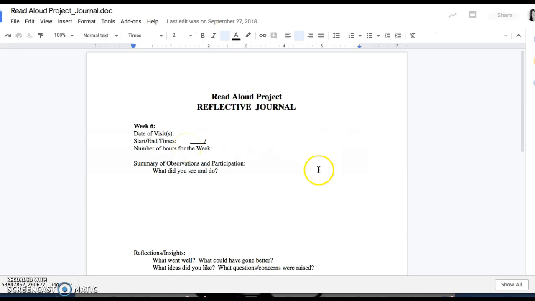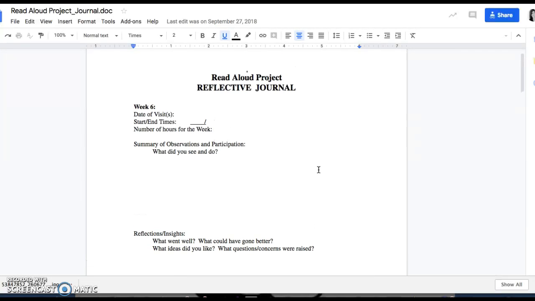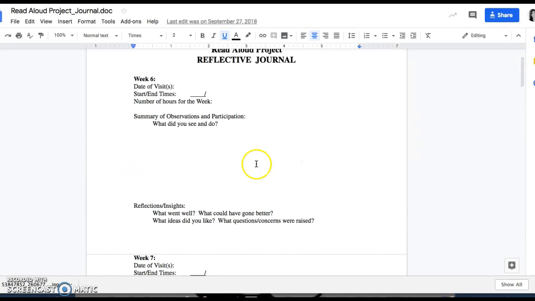And in your hours, each week you should be reflecting in your journal. So every time you meet, you should be doing this reflection. A quick summary of the observation and participation. What did you see and do with your reader? This does not have to be a novel every time you meet. It's just 3 to 5 sentences on the observation, the participation with the student. What did you see the student do? What did you do to get them to participate, to get them to be engaged? So just how it went overall in that time period.